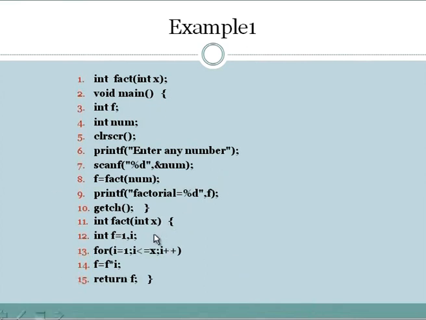How will the function work? When the program is executed, first the program will ask the user to enter any number. Scanf will take input for variable num. Then we call the fact function with the num variable. The function will be called with the value of num. Suppose the value of num is 3. Then the fact function will be called with the value 3. Thus the value of x will become 3.